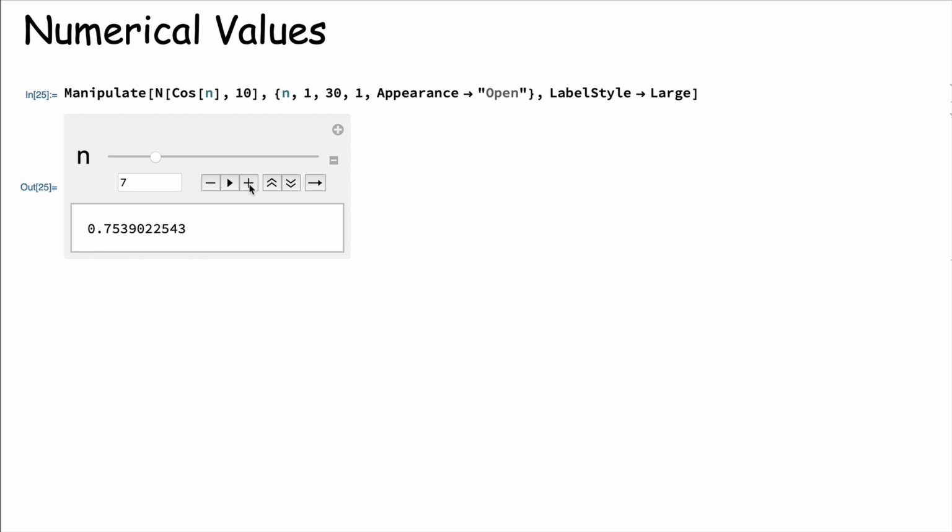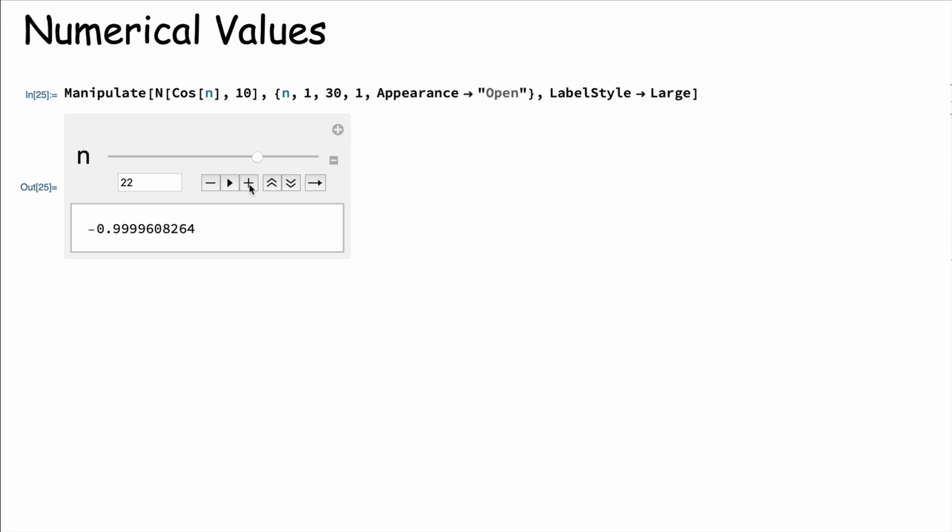When n is 7, I get 0.75. When n is 8, I get negative 0.15, etc. Continue, keep going, letting n increase. Do I ever get really close to negative 1 and 1? Well, there is an output. When n is 22, that's very close to negative 1.